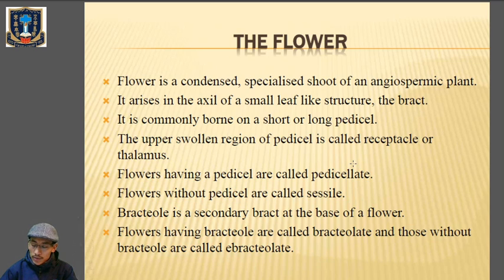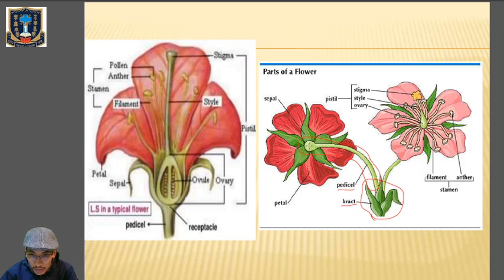Now which part is the thalamus or receptacle? If you look at the structure of a pedicel, the upper portion, which usually looks swollen in structure, is known as the thalamus or receptacle. This one is the pedicel part, and this upper part, which is usually a swollen structure, is the receptacle or the thalamus. So this part of a flower is the receptacle or thalamus.